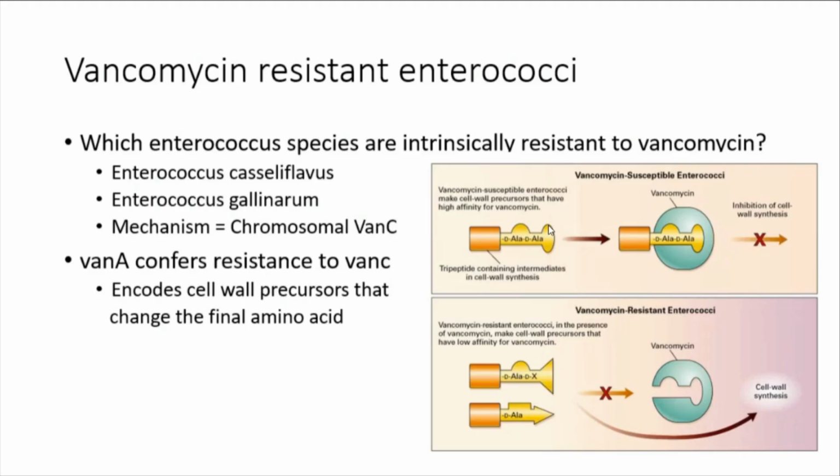So I like graphics. This one shows how on top is vanc susceptible. That green vancomycin molecule can bind to the cell wall and prevent synthesis. But if you have the VanA gene in the bottom, then vanc no longer fits and it can't work. And so the bacteria continues to build its cell wall unobstructed.